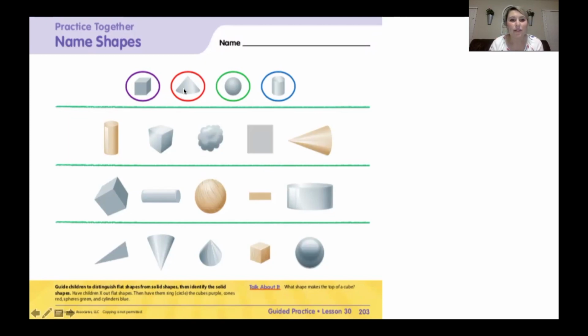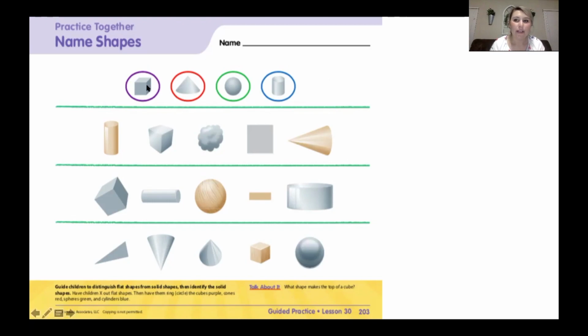Now let's go to this one. Do you remember what that is called? That one's called a cone. And then we've got this one. It looks really similar to another shape we just worked with. It's a sphere. And then here we have our cylinder. My ball is running away from me, rolling away.